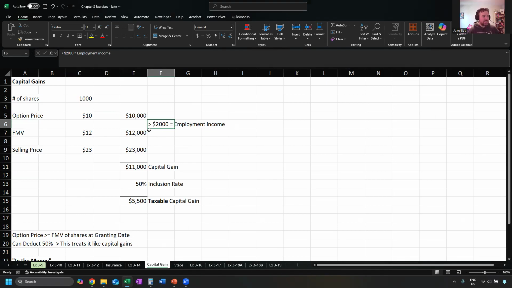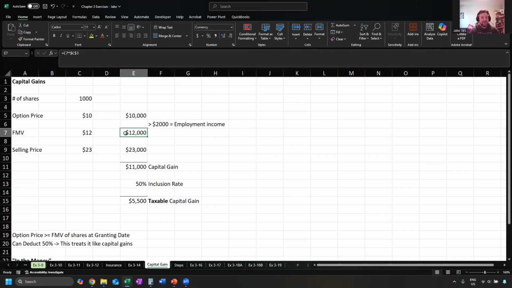That difference of $2,000, that discount we received, is going to be added to our employment income because that's money we didn't have to cough up. We didn't have to pay it, so we have a benefit. We saved $2,000. We have $2,000 in our income.